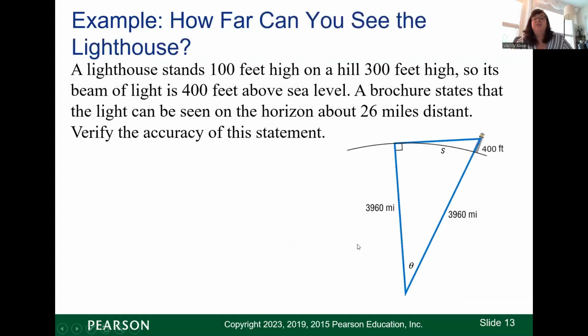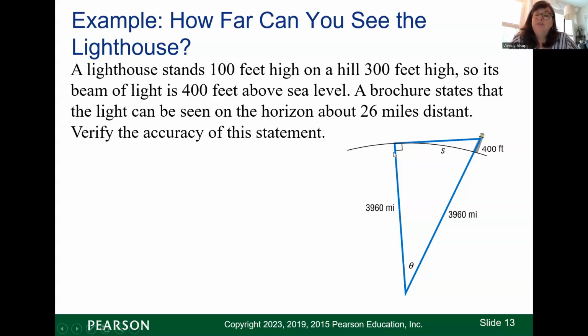A lighthouse stands 100 feet high on a hill that's 300 feet high. Its beam of light is 400 feet above sea level. So it's up on a hill, and then on top of the hill is the lighthouse, so the lighthouse is about 400 feet high. A brochure says that the light can be seen on the horizon about 26 miles apart. And they want us to verify the accuracy of this statement.